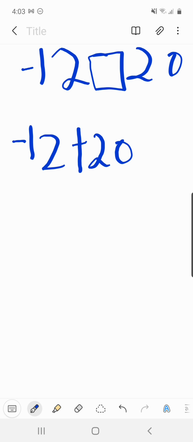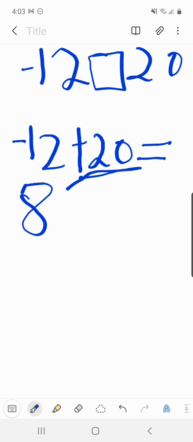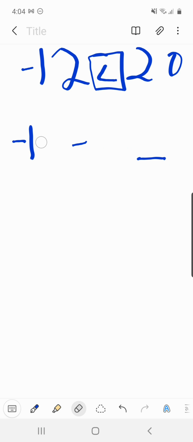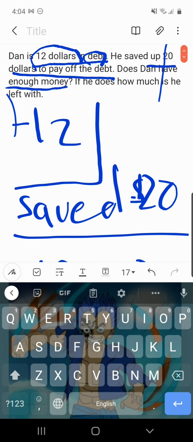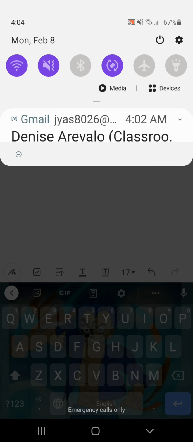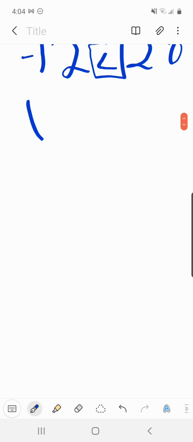Now, so this is how much he saved up. That gives us a total of 8. Now what does that tell me? 20 is obviously greater than negative 12. So that's going to mean 12 is less than 20. That means that Dan is going to have enough money to pay off his debt. So we're going to write a simple yes.